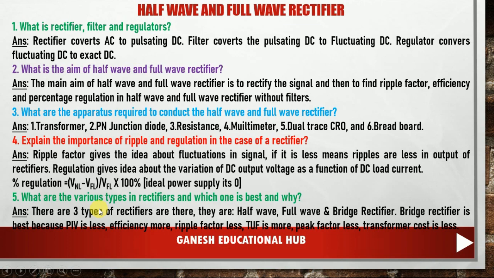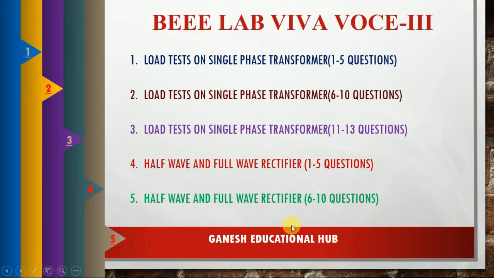What are the various types of rectifiers and which one is best and why? There are three types of rectifiers: half wave rectifier, full wave rectifier, and bridge type rectifier. The bridge rectifier is the best because PIV, peak inverse voltage, is less, efficiency is more, ripple factor is less, TUF is more, peak factor is less, and transformer cost is less. Based on these conditions, the bridge rectifier is the best. Next, fifth slide.